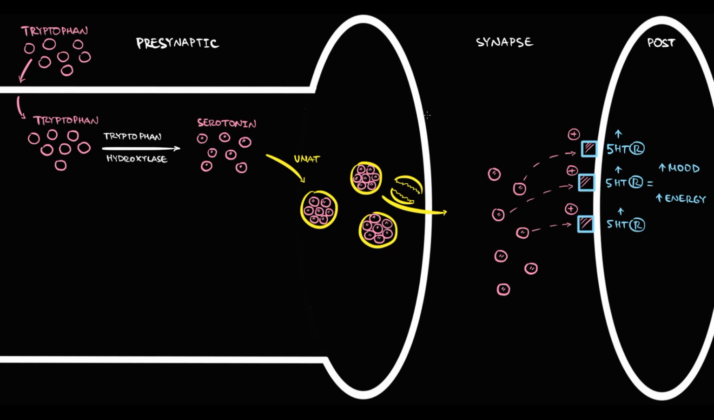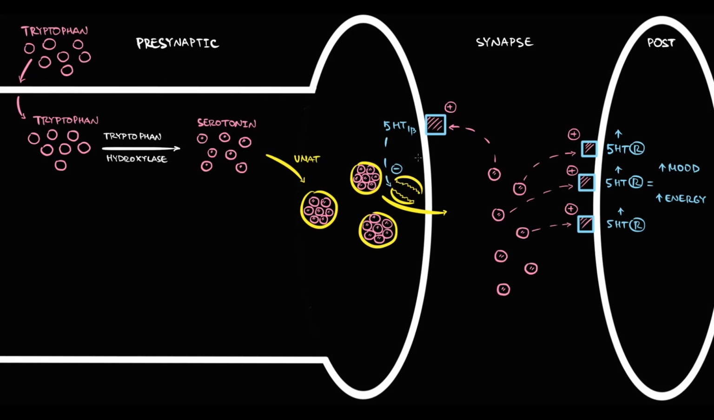Some of the serotonin molecules bind to the serotonin 1B receptor on the presynaptic neuron, which is an autoreceptor. With activation, this receptor inhibits the exocytosis of serotonin vesicles into the synapse. So, this receptor provides reciprocal regulation. But what happens to serotonin molecules that simply did not have time to bind to any receptor?